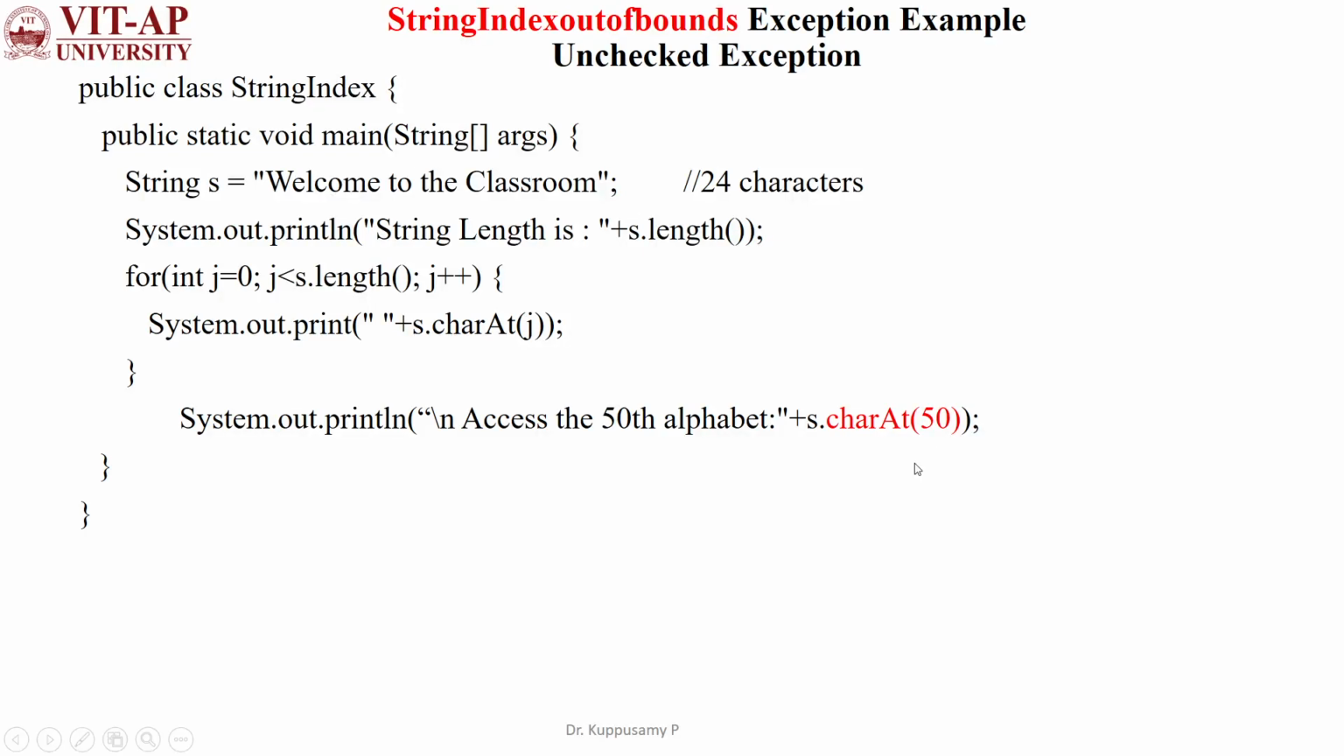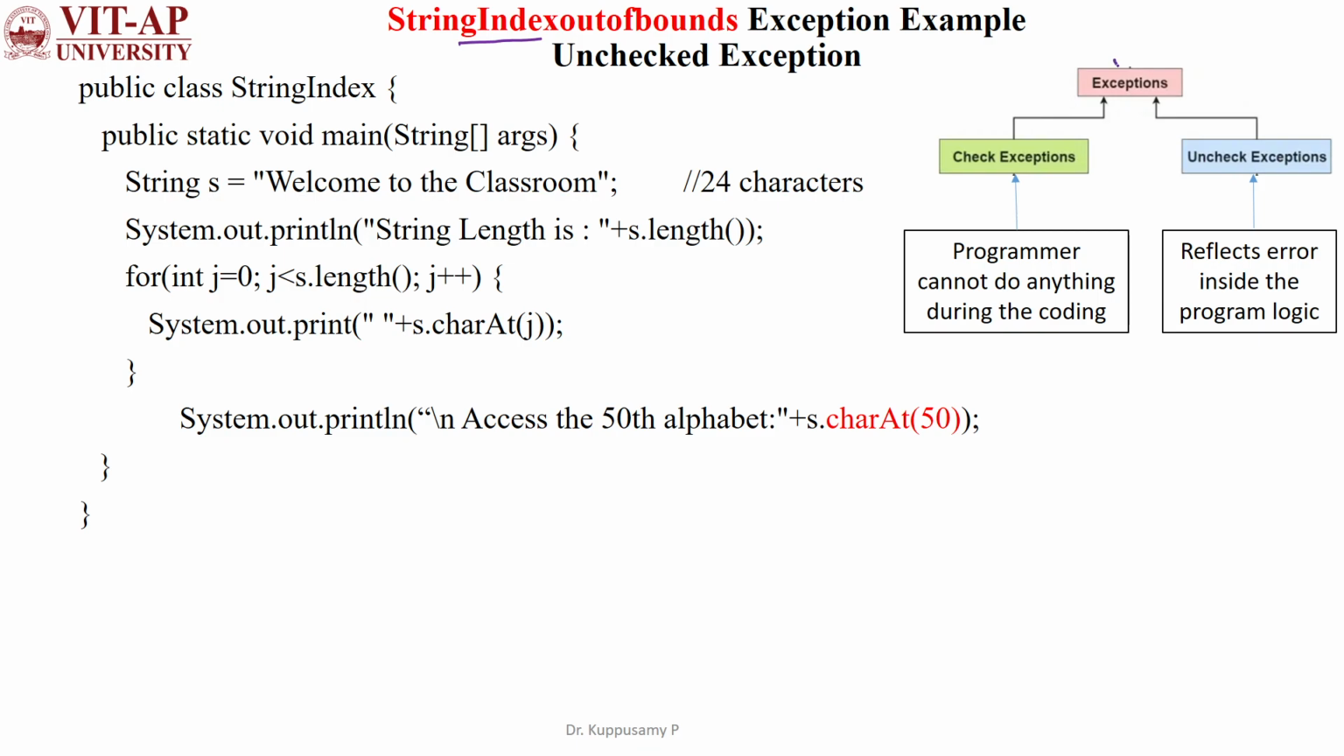Here we will discuss the unchecked exceptions in Java programming. The first one is the string index out of bounds exception. Before that, we will see that there are two types of exception: the checked exception and the unchecked exception.